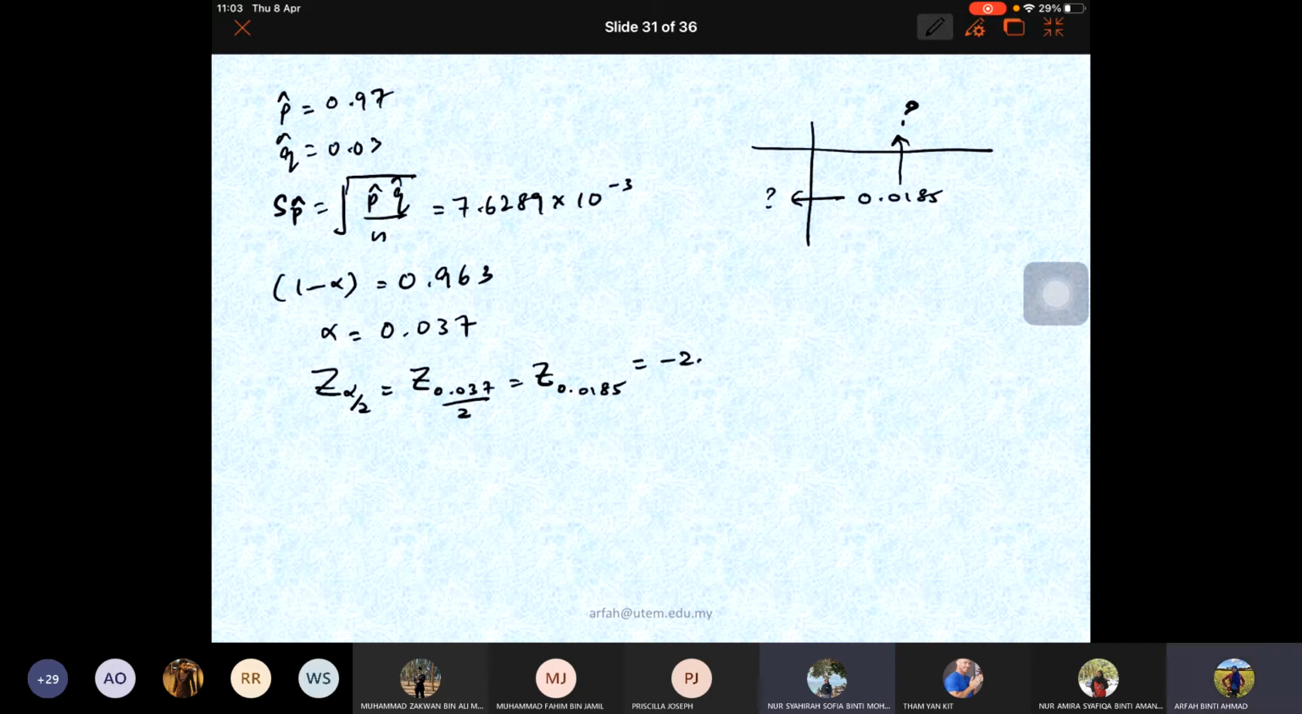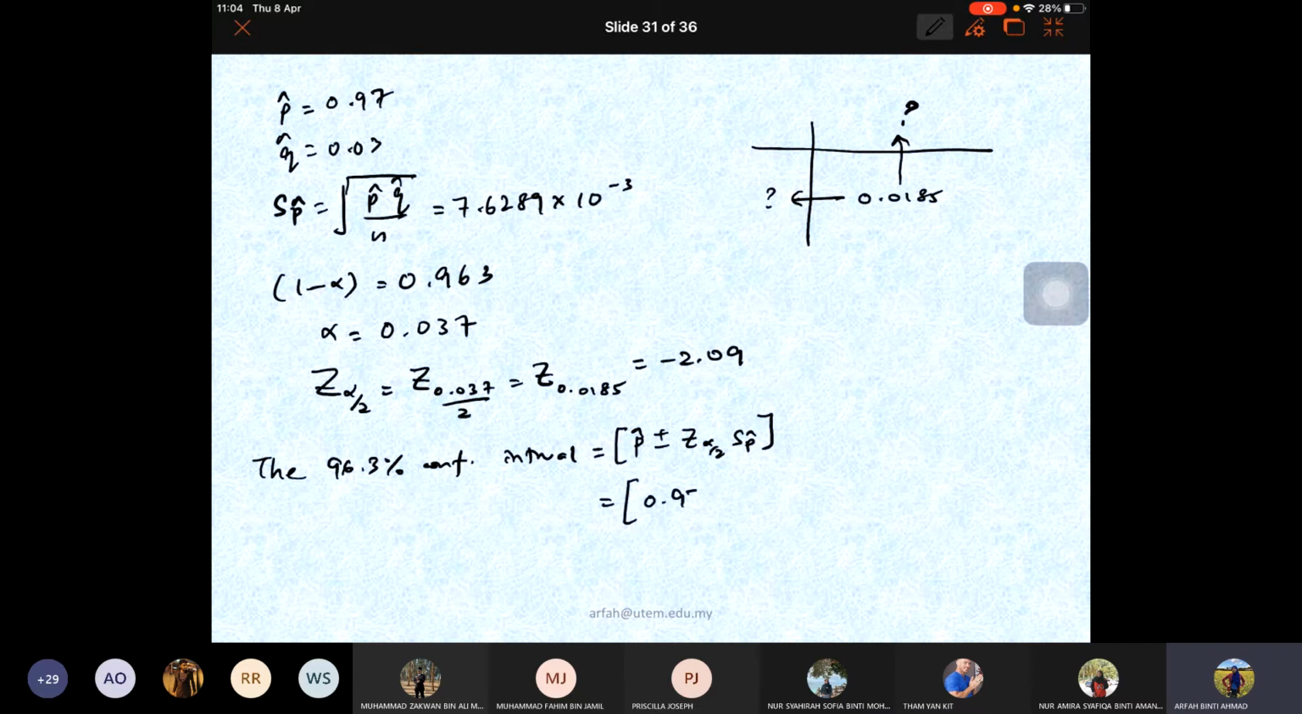Kosong 9. Betul. Negatif 2.09. Okay. So the 96.3% confidence interval will be equal to P hat plus minus Z alpha over 2 S P hat, where P hat is 0.97 plus minus negatif 2.019 is 7.6289 kali 10 negatif 3.